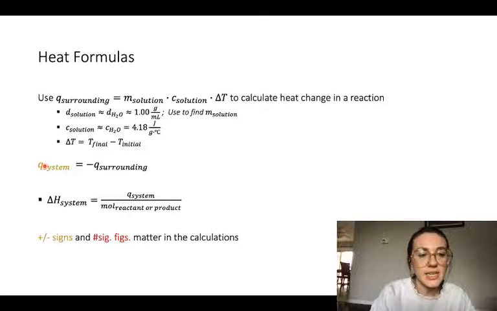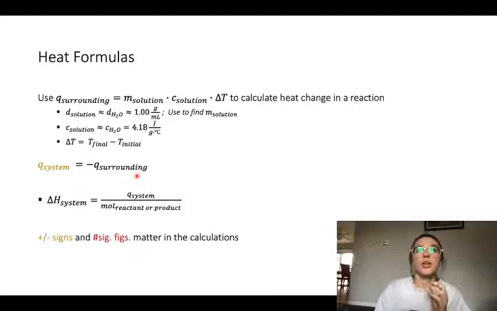What I mean by that is, for the Q surrounding, say you get negative 22. Then the Q of the system would be negative 1 times negative 22. So the Q of the system would be positive 22.